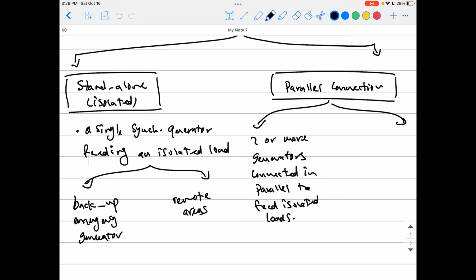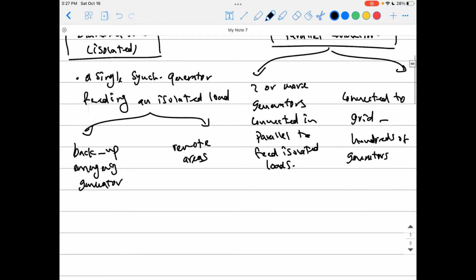Or the most obvious common one of them, which is connected to the grid. Talking about the public grid, typically we're talking about hundreds of generators in the very big grids connected in parallel. So it's just like what we said last time. In the public grid we have many generators connected, and they are all sharing the load together, what we call a grid.